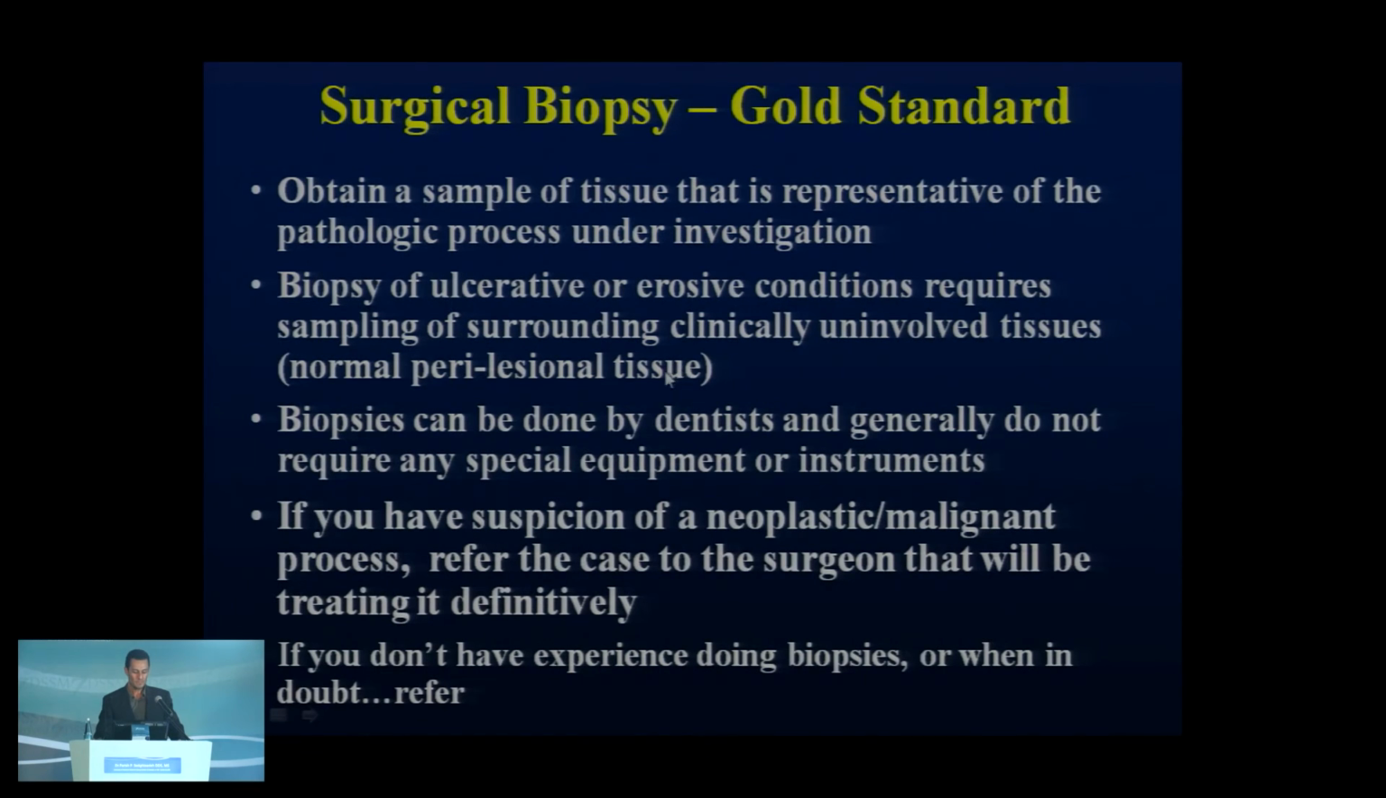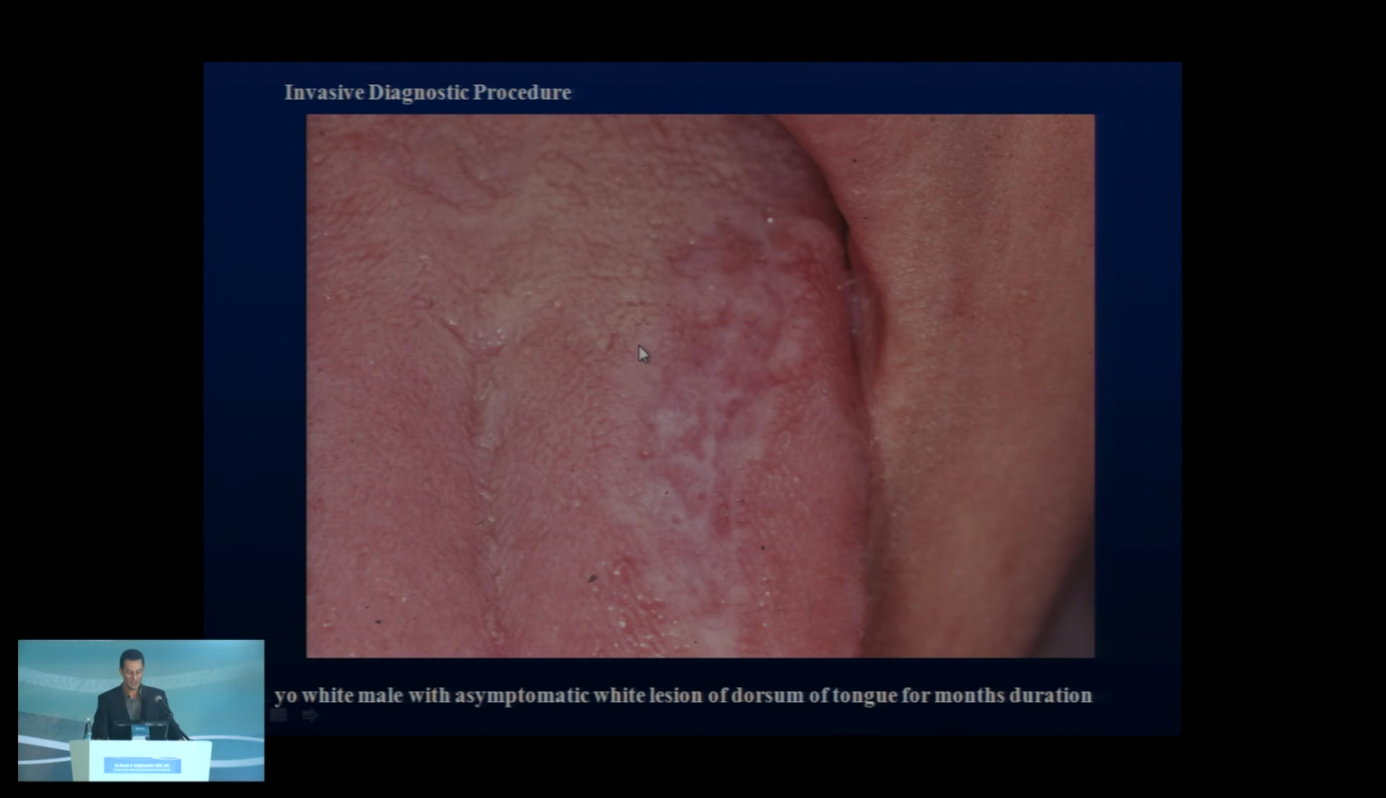Okay? So for surgical biopsy, you obviously want a representative sample. I'll just show you an example here. This was a 21-year-old male with a red-white lesion of the tongue, dorsal and some areas that went to the lateral tongue. Didn't know what it was, wanted to know what it was, wasn't painful. I had differentials, but I wasn't sure if this was reactive or neoplastic. It'd been there for a few months, and I just couldn't tell.